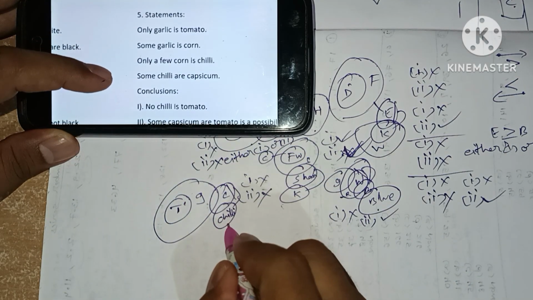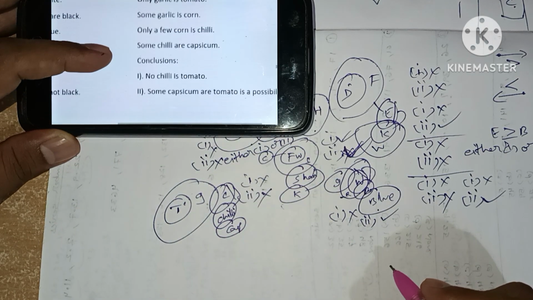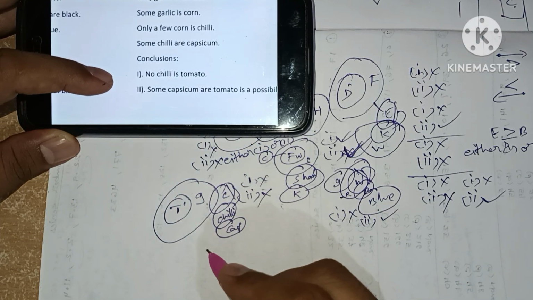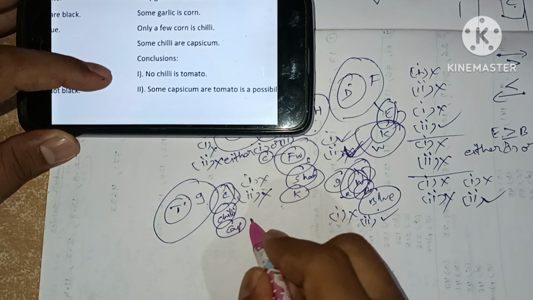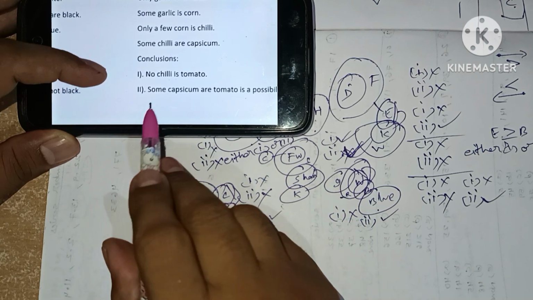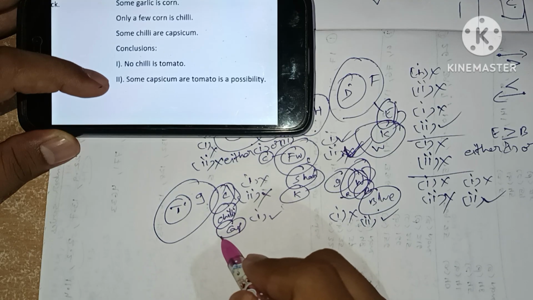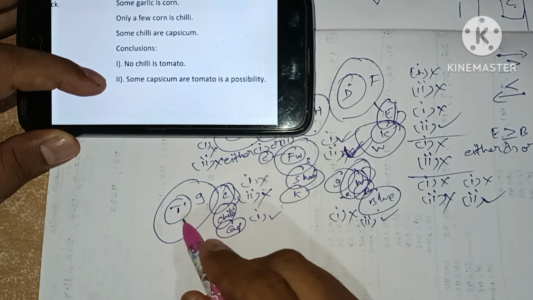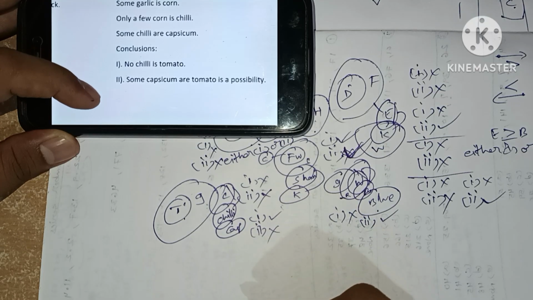Some chili are a capsicum. Okay, let's see the conclusions. No chili is tomato, so some chili can be tomato. Some chili can share with tomato. It is not possible, so the first conclusion will be true. Next, some capsicum or tomato is a possibility. Some capsicum or a tomato. It is not possible, so the second conclusion will be false.